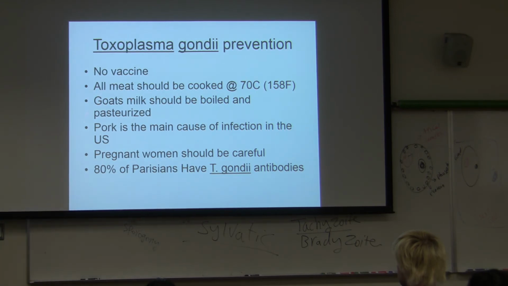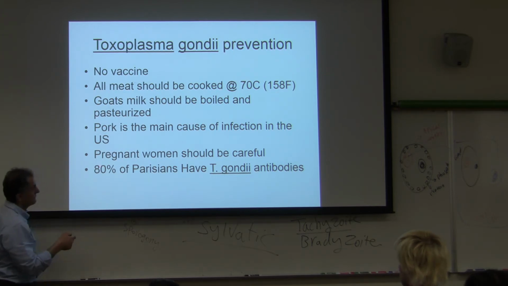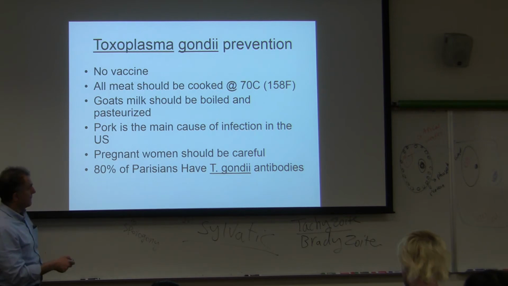Goat's milk and only goat's milk should be pasteurized. It does not show that cow's milk have it so far. Pork is the main cause of infection in the United States. That's what the research says. Amir, I don't know any pork products that I eat raw. I don't know either. There are not too many. As beef, usually people eat it raw, but I guess. Pregnant women should be careful.